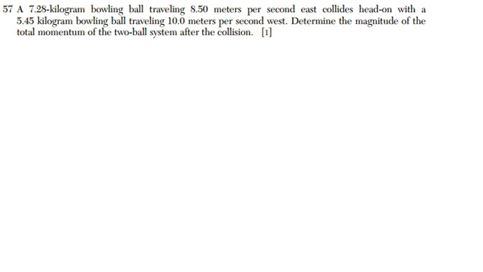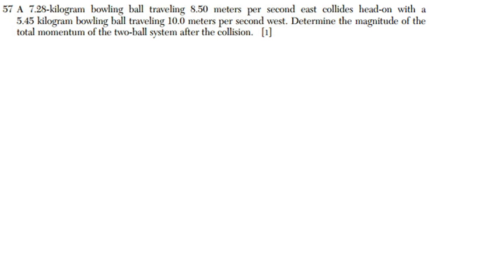A 7.28 kilogram bowling ball traveling at 8.5 meters per second east collides head-on with a 4.54 kilogram bowling ball traveling 10 meters per second west. Determine the magnitude of the total momentum of the two-ball system after collision. Now, this sounds a lot like one of those collision problems.